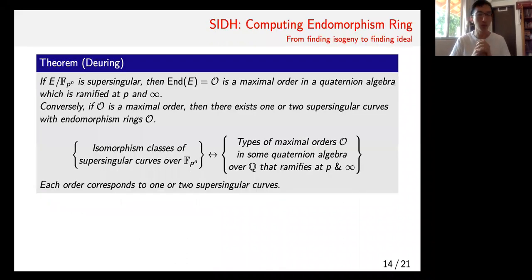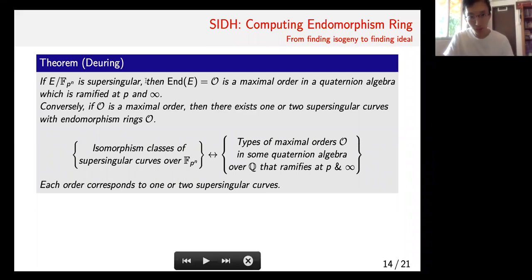Okay, so let's look at something a little bit more complicated. This is where a lot of nice mathematics are going to come from. The first thing we're going to do is look at how breaking SIDH can be reduced to finding the endomorphism ring. This is motivated by a very deep result by Deuring, which says that if you have a supersingular elliptic curve, then, as I told you before, the endomorphism ring is a maximal order in the quaternion algebra.